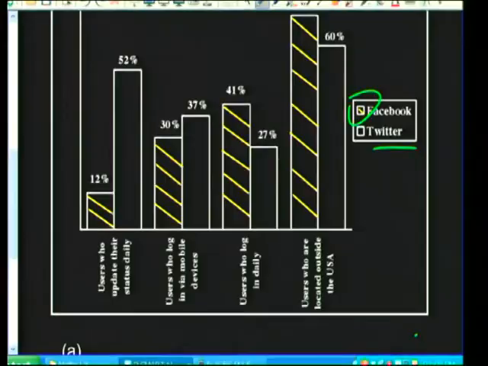My next column talks about users who log in via mobile devices. The next set of columns talk about users who log in daily. And the final set of columns are talking about users who are located outside the USA. Right. Now we've looked at these graphs, we've tried to make sense of them, and now we're going to look at the actual question.